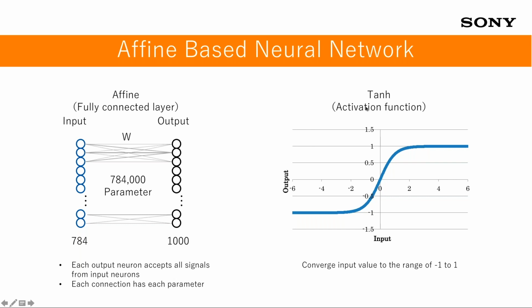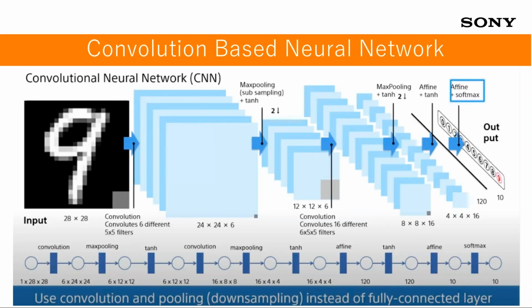And this is why we use the activation function. Here, tanh is between -1 and 1. You learn what is affine, what is tanh. Now let's look at the next slide.